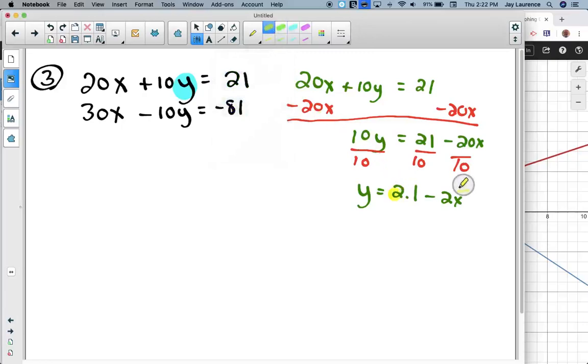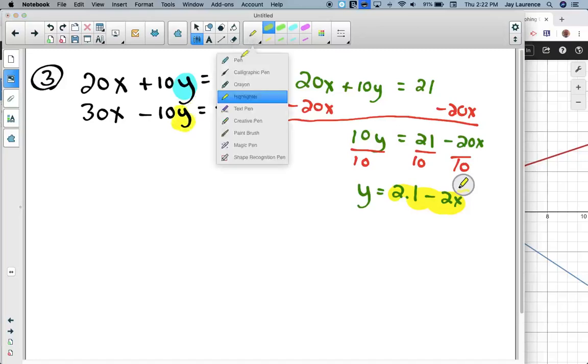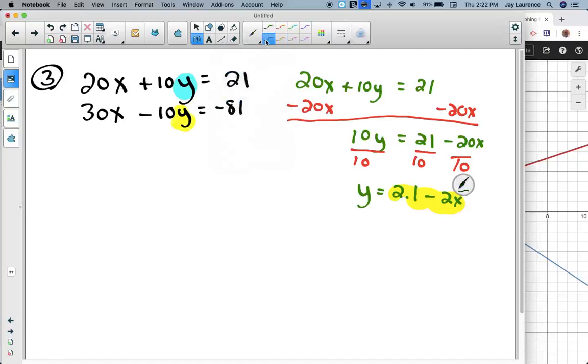I need to take this, and since it's equal to y, I need to go into the other equation and substitute it in parentheses for y. Just like this. I'm going to have 30x minus 10 and then I'm going to have the 2 1/10 minus 2x. So I'll solve this for x. First I'll distribute.